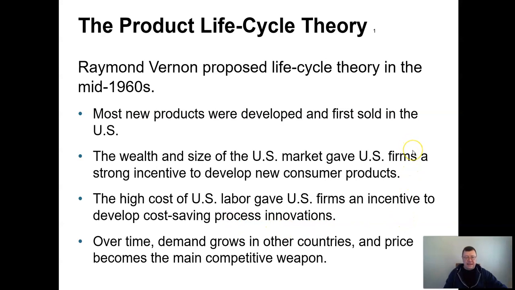But over time, demand grows in other countries, price becomes the main competitive weapon, and U.S. producers can no longer survive. So, according to Vernon, in the introduction and growth stage, products would first be produced in innovative countries, particularly the United States. Then it would move to mid-level countries, and finally would move to places where labor is cheaper and manufacturing costs are lower.